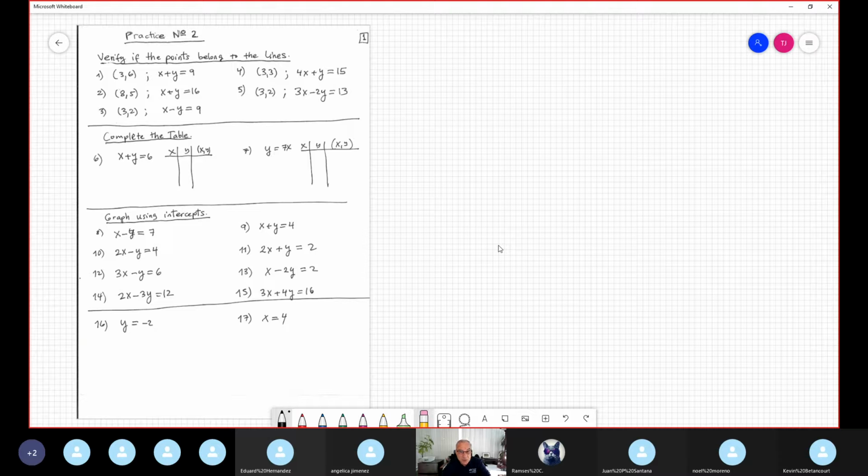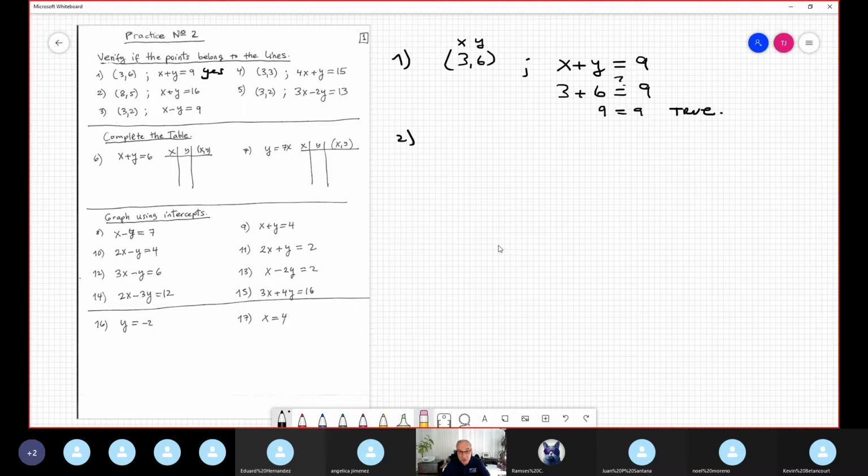Let's do the first one. Number 1, the point is given (3,6), and we have the equation of a hypothetical line, x plus y equals 9. I need to verify whether this point belongs or not. This is the x value, this is the y value. You plug it in. 3 plus 6 should be 9. I claim that. It's obvious: yes, 9 equals 9. This is true. Now the answer is yes, it belongs to the line. If the answer is a contradiction, then it doesn't belong to the line.